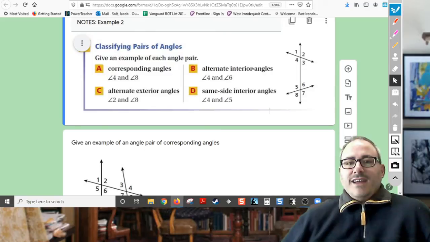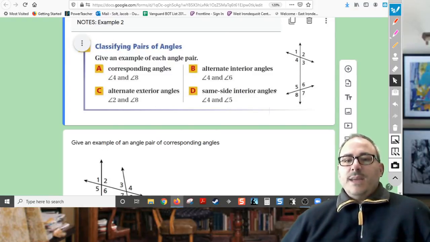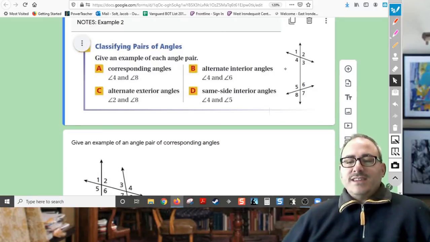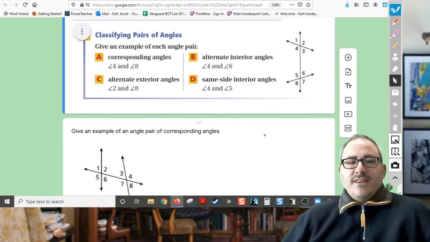Alternate interior angles, angle 4 and 6. Angle 4 and 6 are definitely alternate. They're on opposite sides of the transversal. They are interior to the two lines. They are alternate interior angles. And then same side interior angles. Okay, same side means they need to be on one side. 4 and 5 on the same side, and they are interior to the two lines. So with that, I want you to give these a shot.